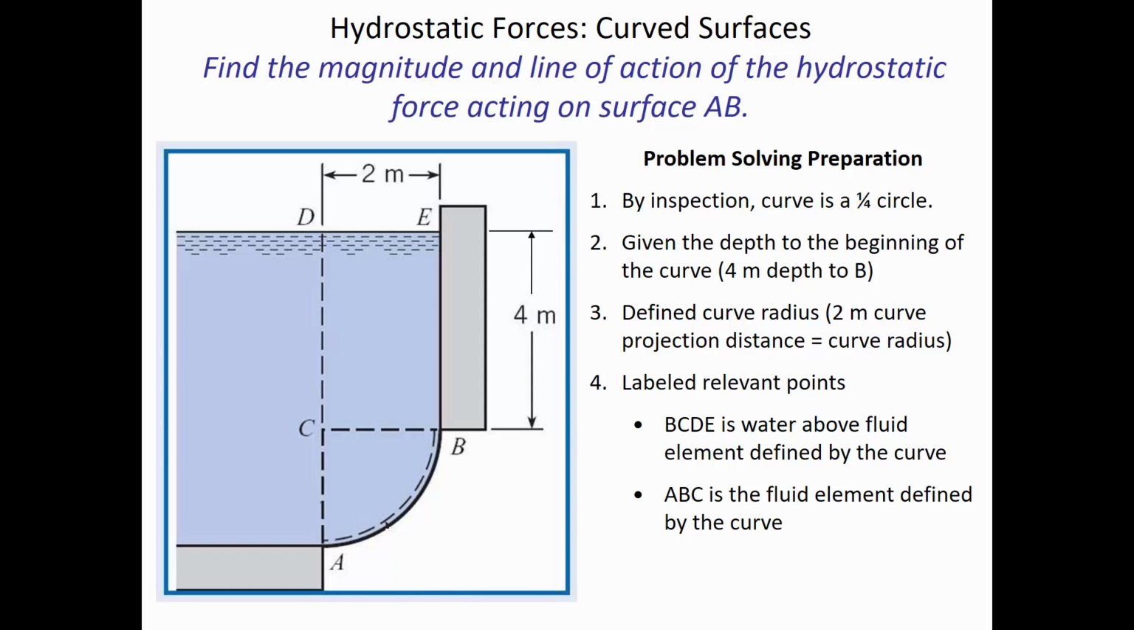And it's important to label these different points, because what we're going to do is break the element of water that's above the curved gate. We're going to break it up into pieces. And so I'll talk about that there's a rectangle of water, or actually it's kind of box-shaped, because we'll start thinking about the depth into the page, and then this quarter circle.